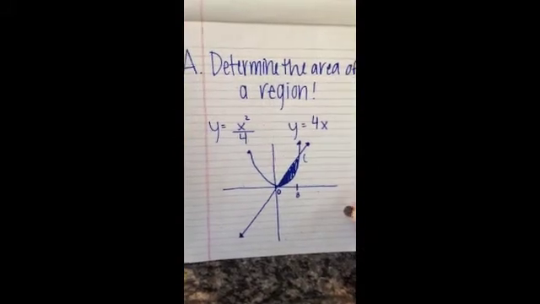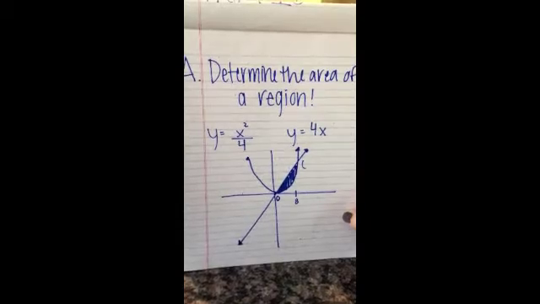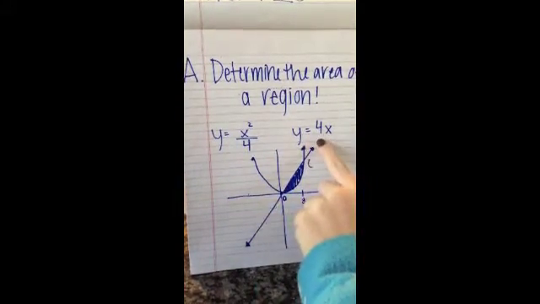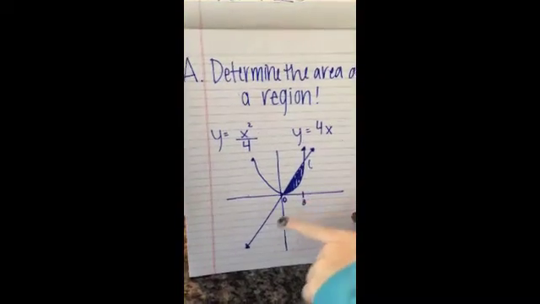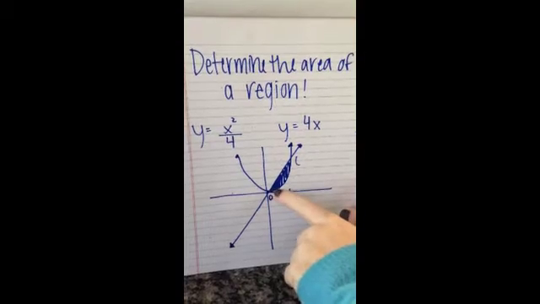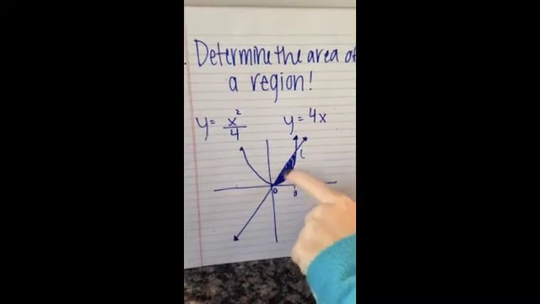Here, for part A, we must determine the area of a region. Here we see our two equations, and those two equations, when graphed, form a graph that looks like this. We will be finding the area of the shaded blue part.